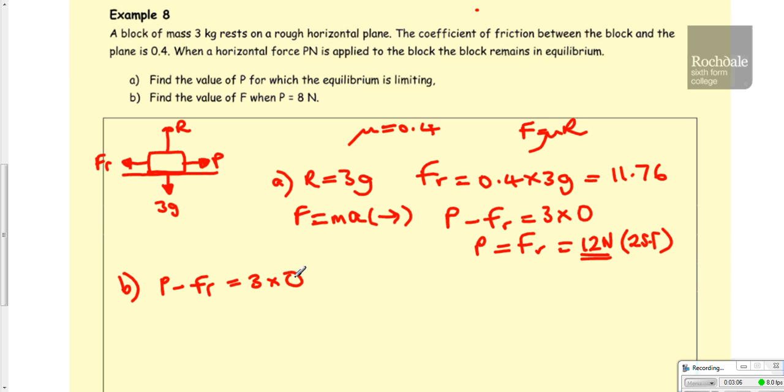The object isn't moving. The reason we know it's not moving is because it's in limiting equilibrium when we apply a force of 12. So if we're only applying a force of 8, that won't be sufficient to make it move. It would have to be bigger than 12 to make it move. So once again, P is equal to friction. And so if P is 8, that means your frictional force would only need to be 8 newtons in order to keep the object stationary.